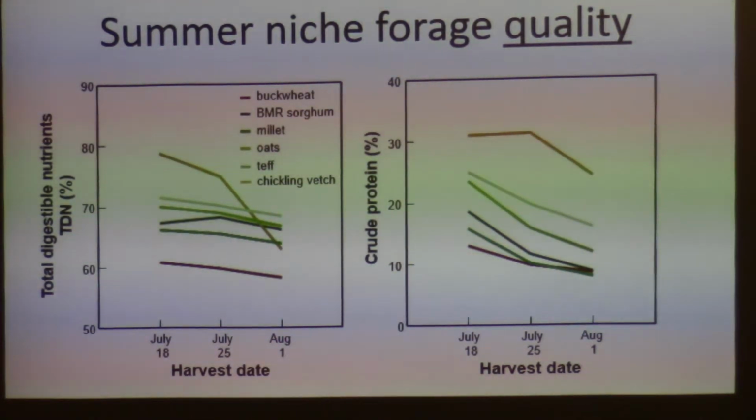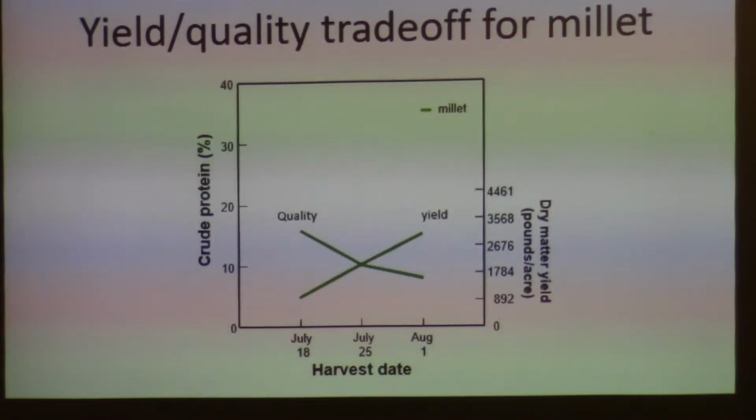And so what this allows us to do then is to examine these trade-offs. And I'm just showing an example, right? This is for millet, which was one of the kind of middle of the road species in that summer niche. But we can now assess how yield changes the longer we wait to harvest versus quality, in this case, crude protein, right? And we could potentially then use this information to identify kind of the sweet spot where you're hopefully getting the best of both worlds in terms of dry matter production and quality.